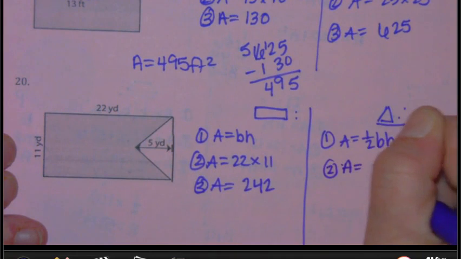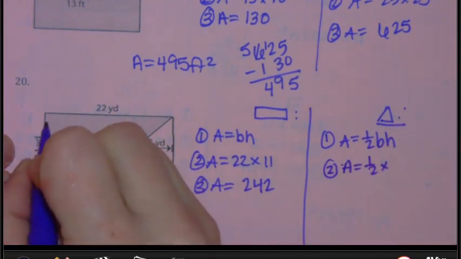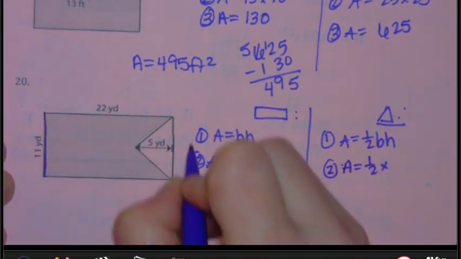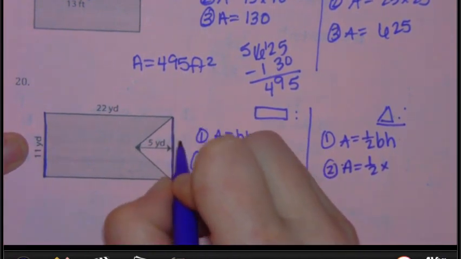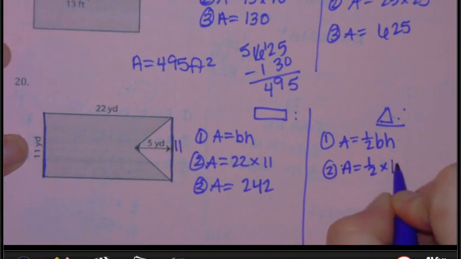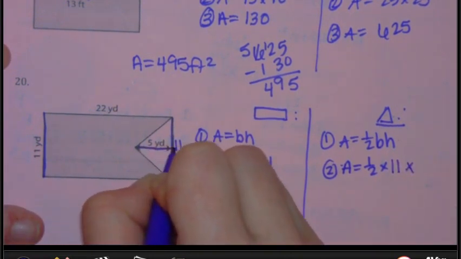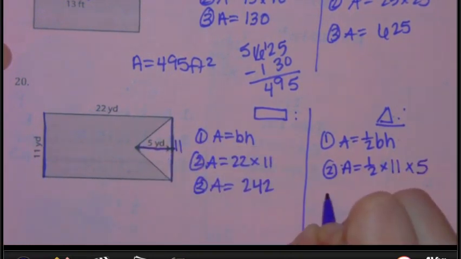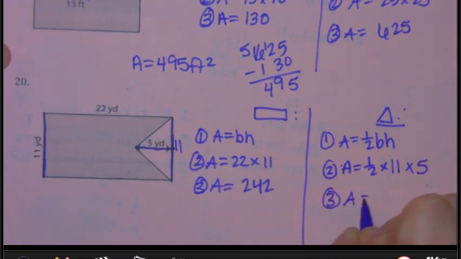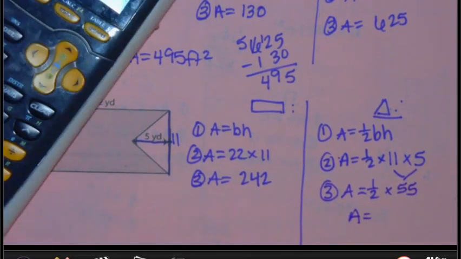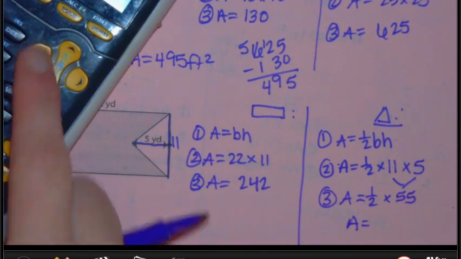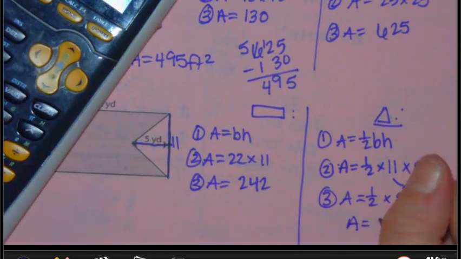Plug in what I know. So area is equal to 1/2 times my base. Knowing from a rectangle, one of our rules is I have two sides that are similar. So if this is 11, this is 11. So my base is 11 times the height, which is 5. Step 3 is to solve. So I'm going to have 1/2 times 55 to give me an area of 55 divided by 2, 27.5.